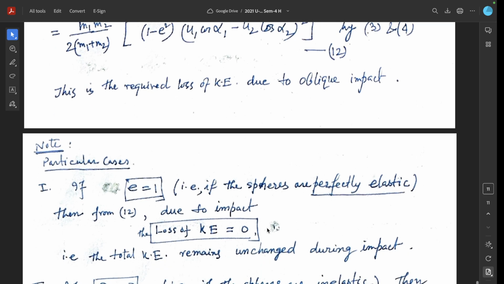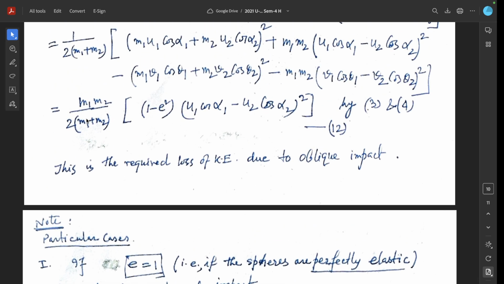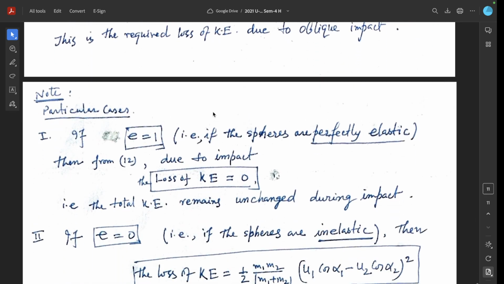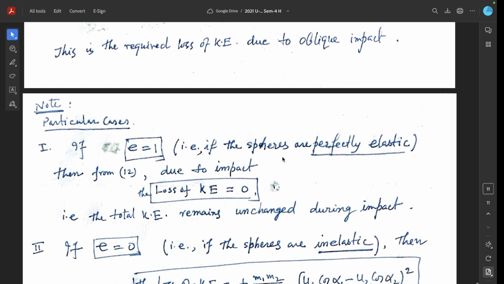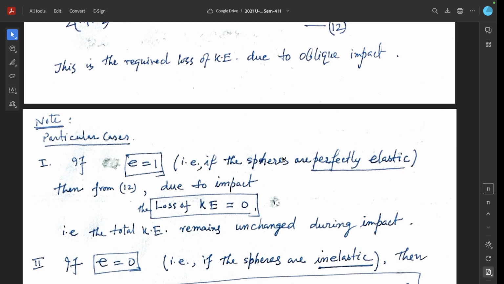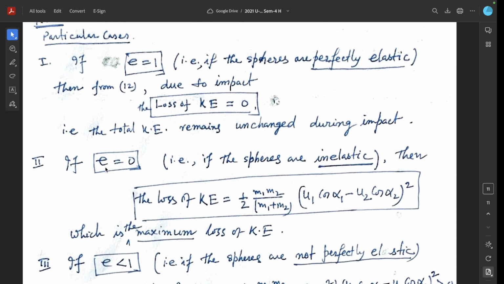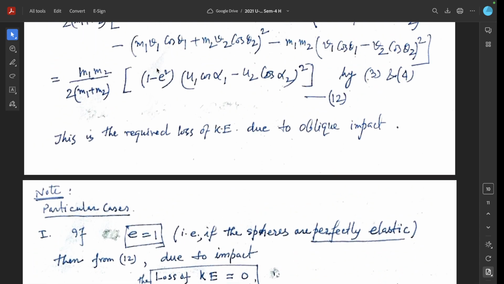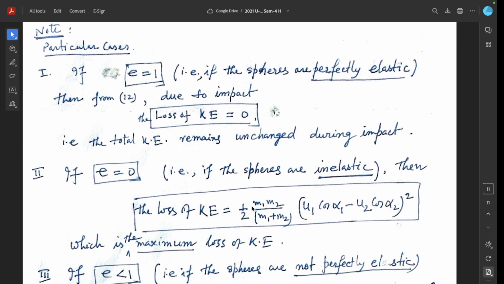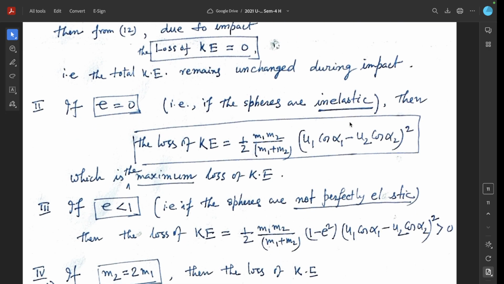Now note the special cases. When e equal to 1, that means the spheres are perfectly elastic, the loss of kinetic energy equals 0. Total kinetic energy does not change, it remains constant. That means the kinetic energy before impact equals the kinetic energy after impact. If e equal to 0, that is the spheres are inelastic, put e equal to 0 here, then the loss of kinetic energy equals this, and this is the maximum loss of kinetic energy when spheres are inelastic.